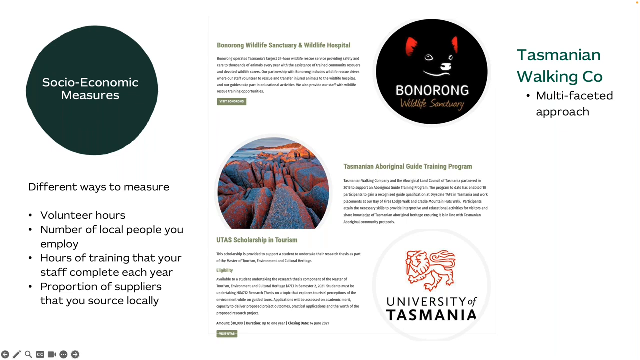This is an example of Tasmanian Walking Co, who support community in a multifaceted way. They do everything from supporting a scholarship in tourism at the University of Tasmania, to having a Tasmanian Aboriginal Guide training program. They even train up their staff in rescuing wildlife, which helps support a local wildlife sanctuary and wildlife hospital. So it's really important to look at different ways to support those social and economic areas within your business.